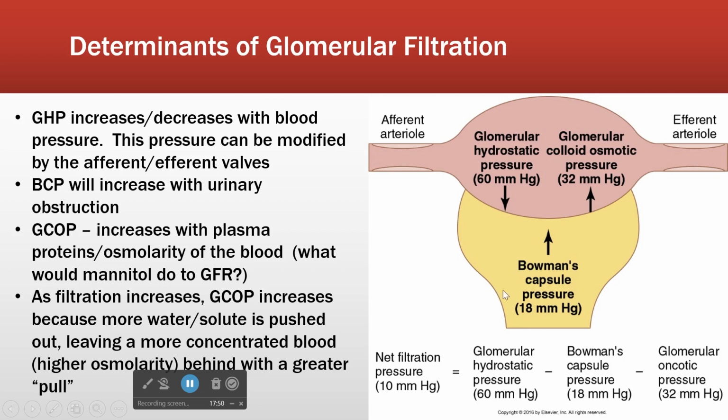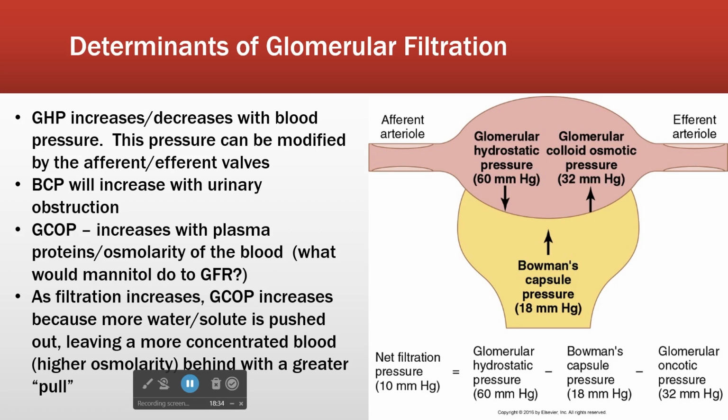The blood colloid osmotic pressure and the Bowman's capsule pressure can be modified by disease states. So imagine that your collecting system at the end of the nephron is blocked somehow, so fluid can't get out. Well, that pressure is going to back up into Bowman's capsule, and then the Bowman's capsule pressure is going to get higher than the glomerular pressure, and we'll lose GFR in that nephron. So Bowman's capsule pressure can change because of obstruction. And then glomerular colloid osmotic pressure can change with changes in the plasma proteins or the osmolarity.